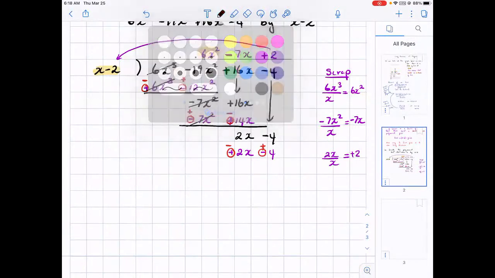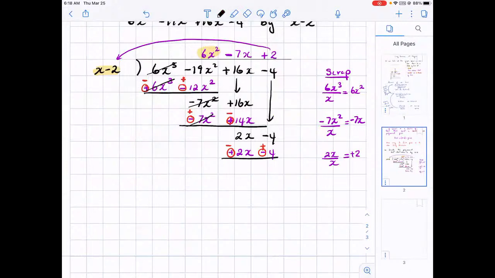And now, if we combine, minus 4 plus 4 is 0, and this will cancel out with this. So this here is your remainder, because there's nothing else to bring down, okay? There's nothing else to bring down.